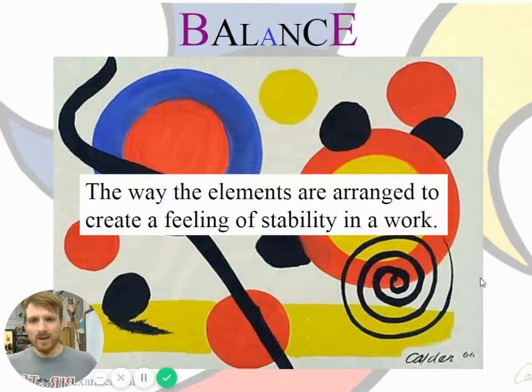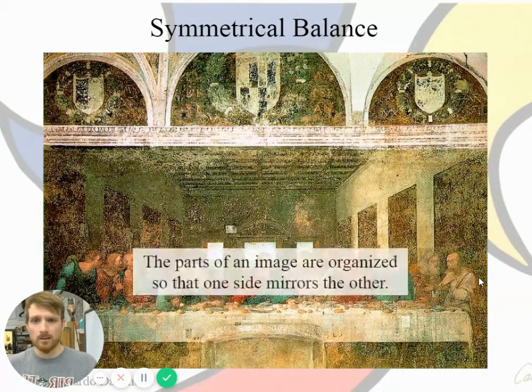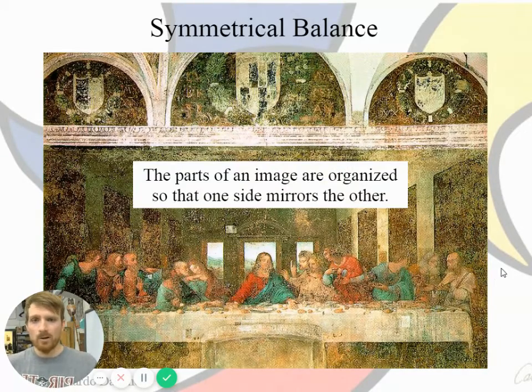And balance is the way the elements are arranged to create a feeling of stability within a work, or instability. There are three main types of balance. One is symmetrical balance, as we can see with the Last Supper here. And that's where parts of the image are organized so that one side mirrors another, or that there's a sense of symmetry within that, whether that's a vertical alignment or a horizontal symmetry. Symmetrical balance is mirroring each other.